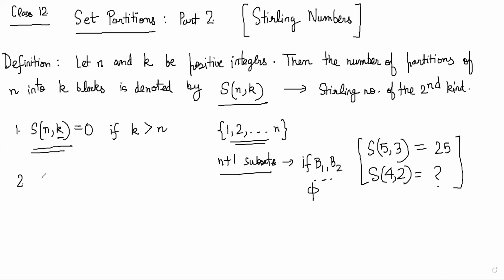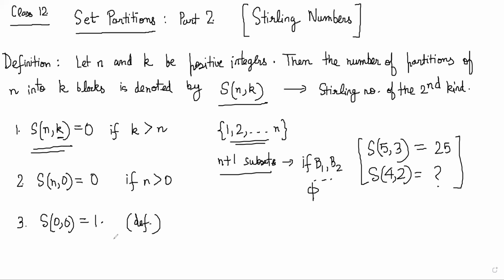The second thing that we will see here is S(n, 0). What is this? You have n numbers and you have to partition them into 0 blocks. So that's obviously 0 if n is greater than 0. By definition, we define S(0, 0) to be 1. Basically, there are 0 numbers and you have to partition them into 0 blocks. That is going to be one way to do it, because you don't have to do anything. So by definition, S(0, 0) is 1.